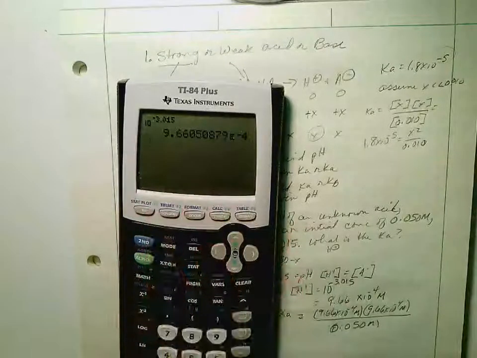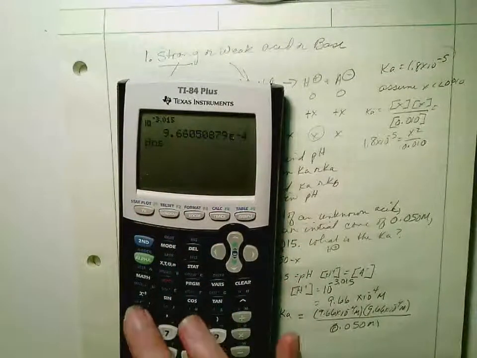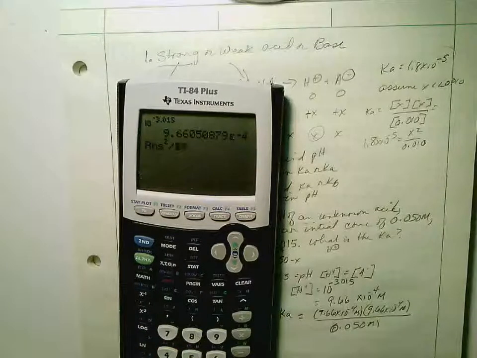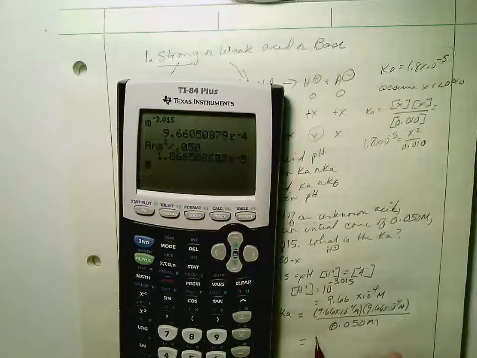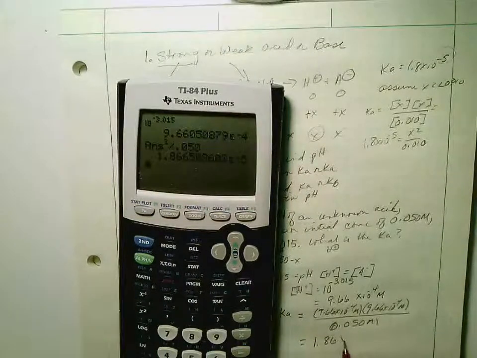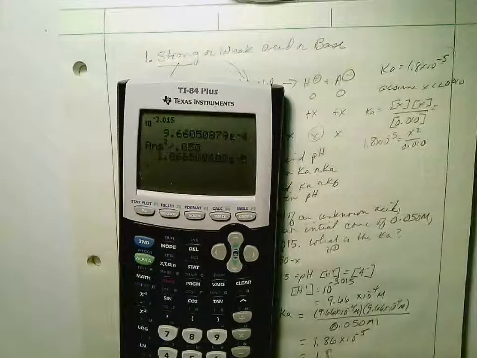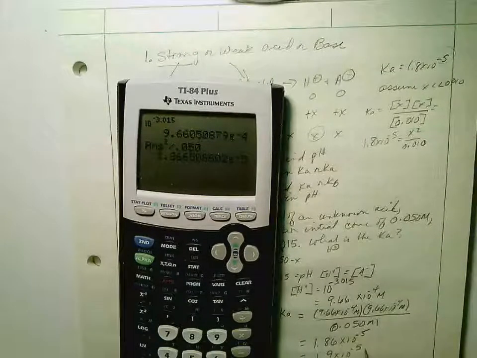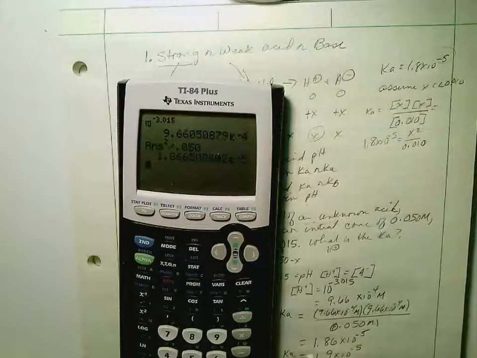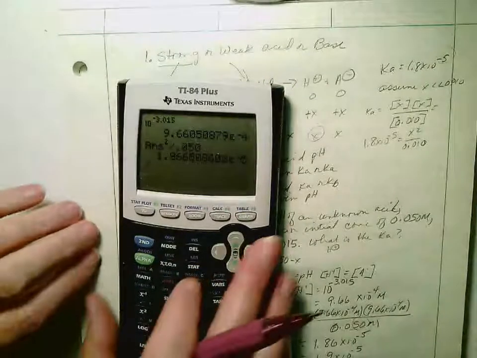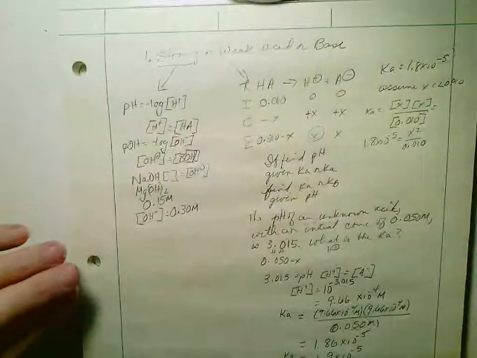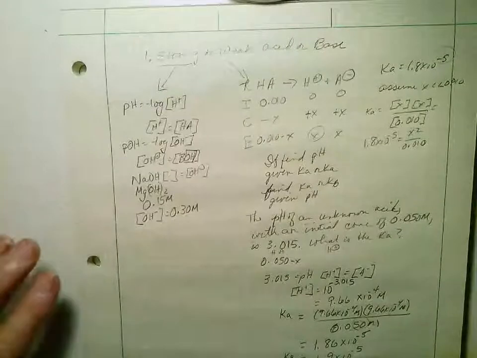And I want to square that. So second answer squared divided by 0.050 equals, and I get 1.86 times 10 to the negative 5th, which is going to be 1.9 times 10 to the negative 5th. That is equal to my Ka. I ended up with 2 significant figures because this only has 2 significant figures. Hopefully you can kind of see all that. This is video 1. I will be making a second one in just a second.